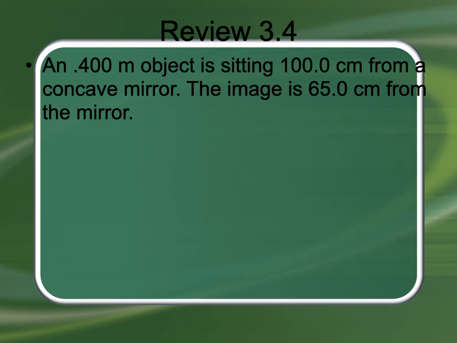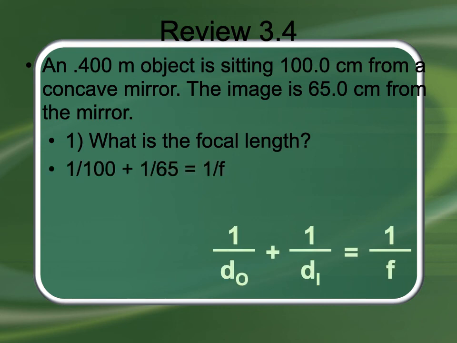and so you end up with a very large real object, inverted. And the last one, we have a 0.400 meter object, and you'll notice on your review page I forgot the unit. So there's the unit for you. It's sitting 100 centimeters from a concave mirror. The image is 65 centimeters from the mirror. What's the focal length? This changed the question, but it doesn't change the equation. Same equation. 1/100th, that's 1 over the object's distance, plus 1/65th, 1 over the image distance, gives you 1 over the focal point. So we just punch that in our calculator. We don't have to do any algebra this time. And 1 over the focal point is 0.0254, which means the focal point's at 39.4 centimeters.